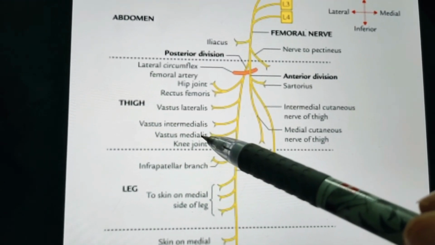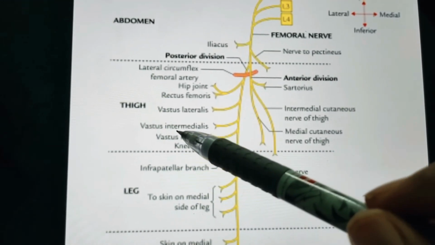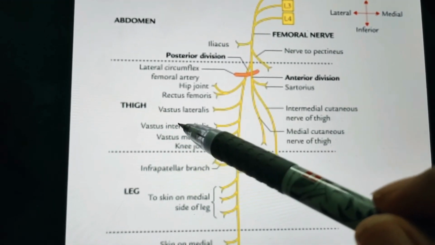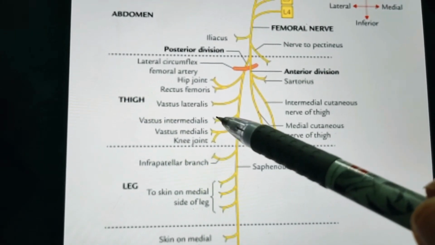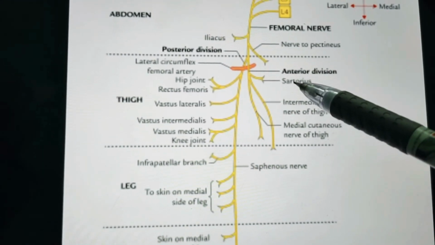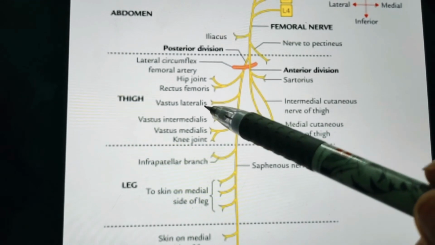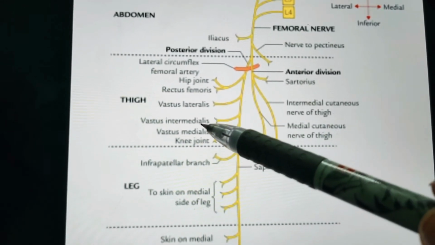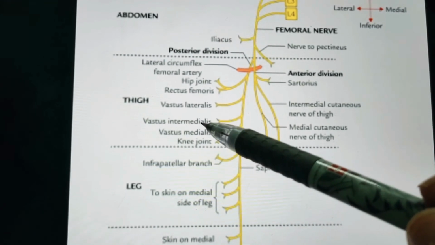And the articularis genu is mainly supplied by a branch from the nerve to vastus intermedius. The nerve to vastus intermedius also supplies the articularis genu muscle. So these are all the muscular branches of the anterior and posterior division. In the anterior division only one muscular branch, that is sartorius. In the posterior division you have the rectus femoris, vastus lateralis, vastus intermedius, vastus medialis. Vastus intermedius in turn also supplies the articularis genu.